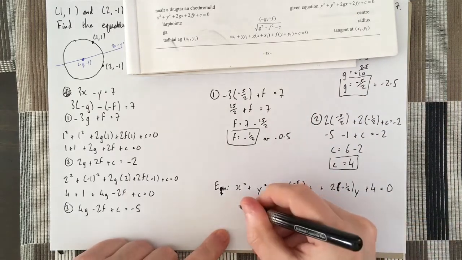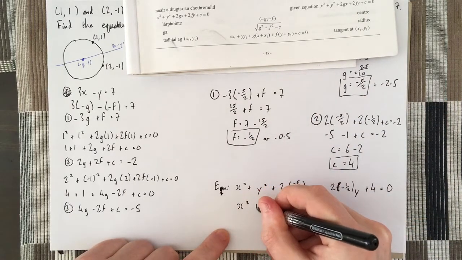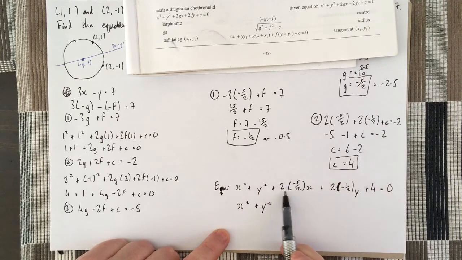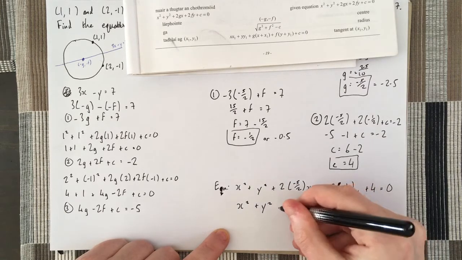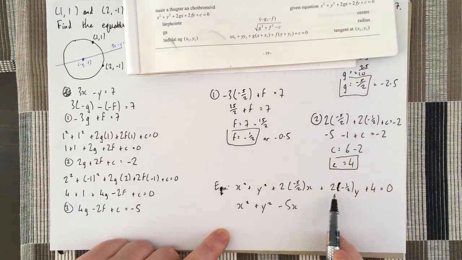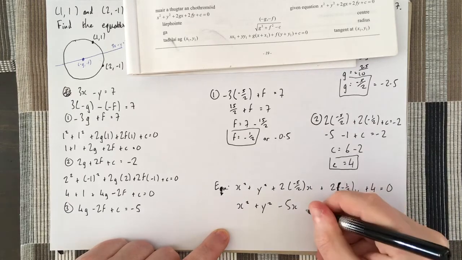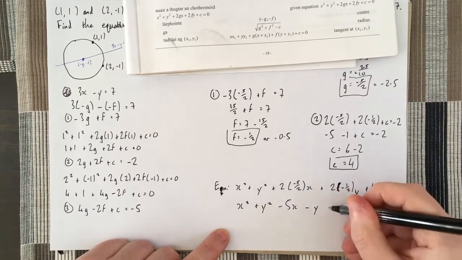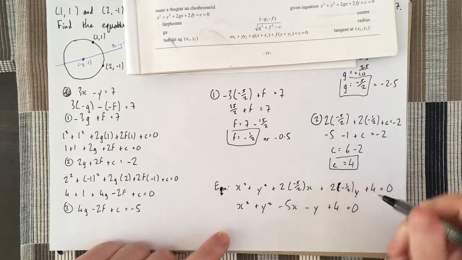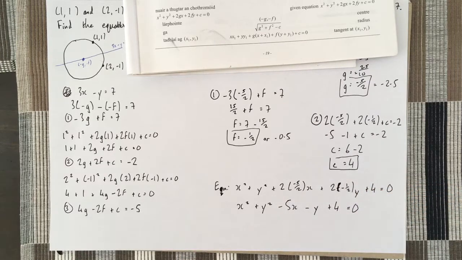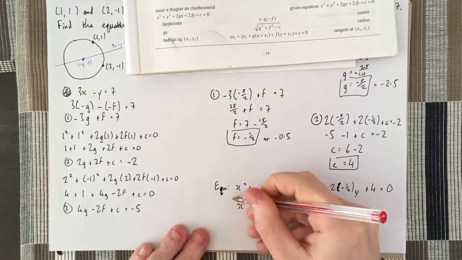So let's just multiply these out. X squared plus y squared, this would be minus 5x. This would be minus 1y, or just minus y, plus 4 equals 0. And that's you done. That's the equation of your circle.